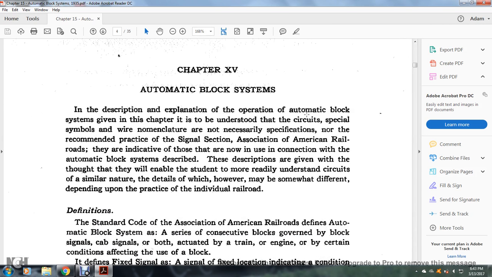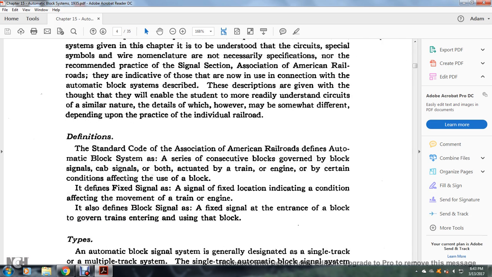Our Chapter 15, Automatic Block System. In the description and explanation of the operation of the automatic block system, the chapter is to be understood with the circuits and special symbols within the wire nomenclature. These are not necessarily specifications or recommended practice of the Signal Section, Association of American Railroads. The description is given so that it will enable the student to more readily understand circuits of similar nature, the details of which, however, may be somewhat different depending on the practice of the individual railroad.